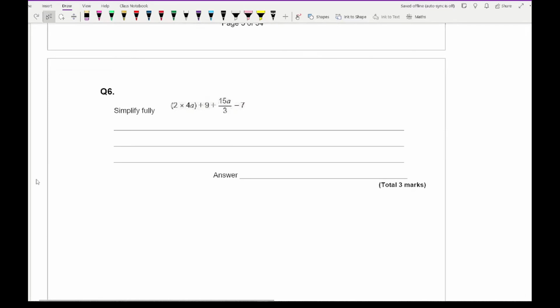Moving on to question 6, it says simplify fully. So from this, what we need to do, if we simplify the bracket first, well, 2 times 4a is 8a plus 9. And then if I simplify 15a divided by 3, well, 15 divided by 3 is 5. So that's going to be plus 5a minus 7. So in this, all I've got to do is collect the like terms. So I've got 8a plus 5a, which is 13a. And then 9 minus 7 is positive 2. So it's 13a plus 2.